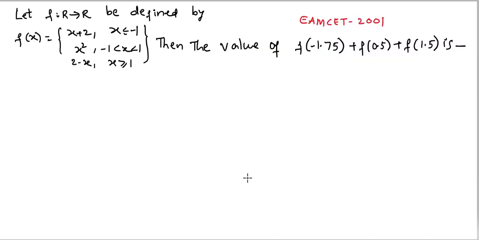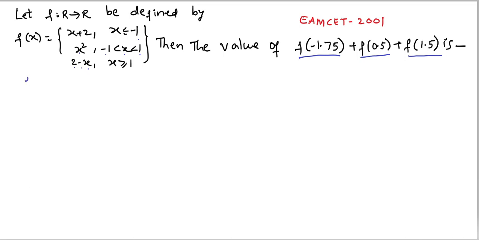Let f maps R to R is defined by f of x is equal to x plus 2, where x less than or equal to minus 1; x square, where minus 1 less than x less than 1; 2 minus x, where x greater than or equal to 1. Then the value of f of minus 1.75 plus f of 0.5 plus f of 1.5 is dash.